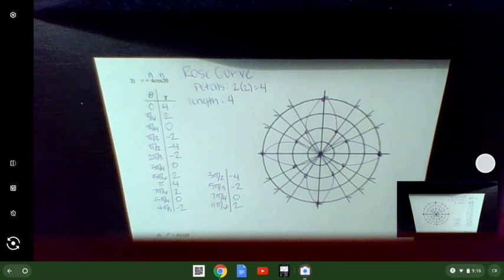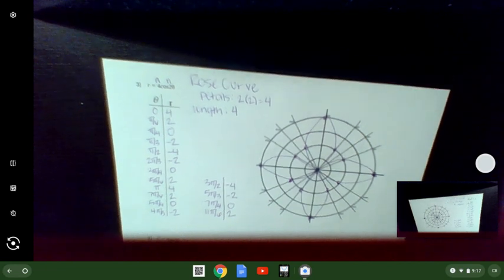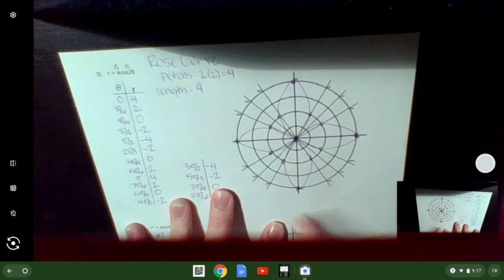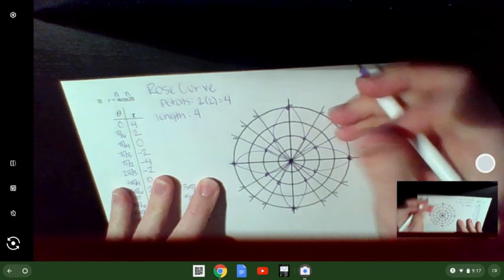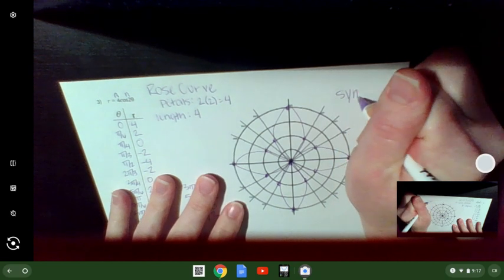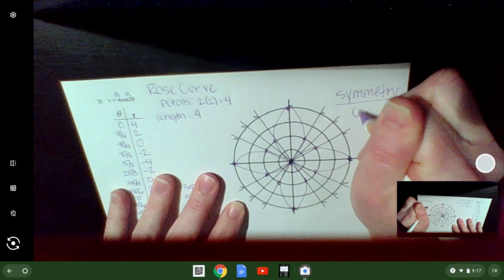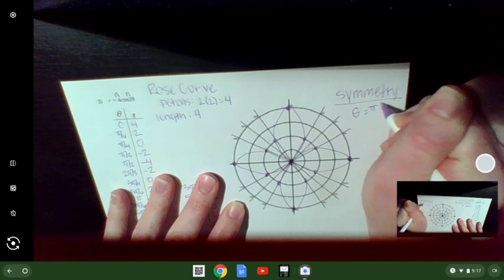Again, if you're like, I wouldn't have seen that's how to play connect the dots, your best bet then is to pick some more points, plug them in until you can be sure that you're playing connect the dots correctly. Now, symmetry. You'll notice this rose curve has tons of symmetry. We have symmetry with respect to the line. I'm going to identify my symmetry here. Symmetry with respect to the line theta equals pi over 2.